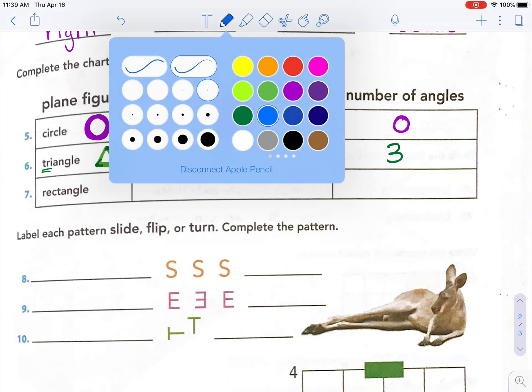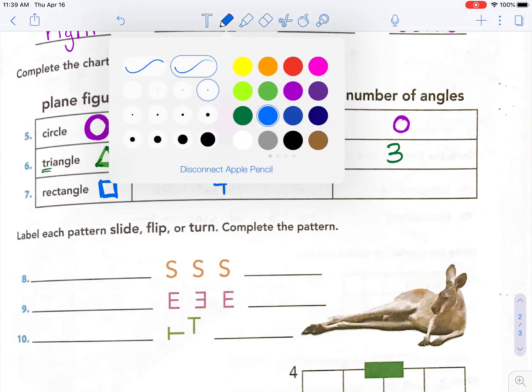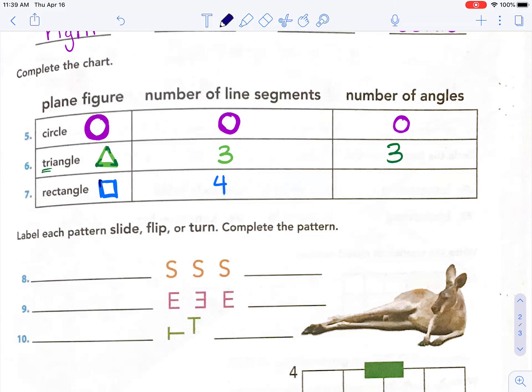Rectangle. Here's our rectangle. How many line segments? 1, 2, 3, 4. How many angles? Let's check the corners. 1, 2, 3, 4. Did you get that? Excellent.